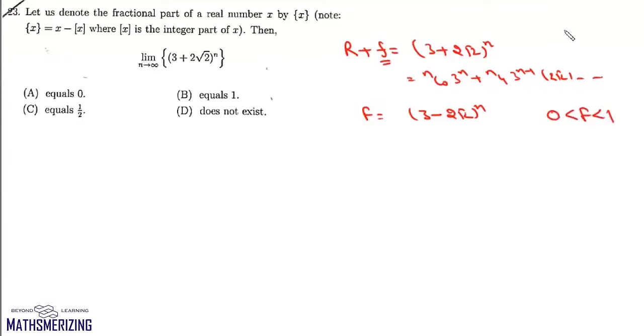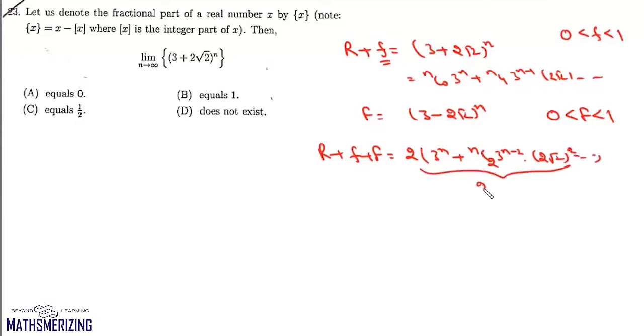And here also, any fractional part lies between 0 and 1. Now, if we add them, we can write r plus f will be 2 times 3 to the power n plus nC2, 3 to the power n minus 2 into 2 root 2 square. Now this right hand side is an integer. This r is also an integer. That means this F plus f must also be an integer.